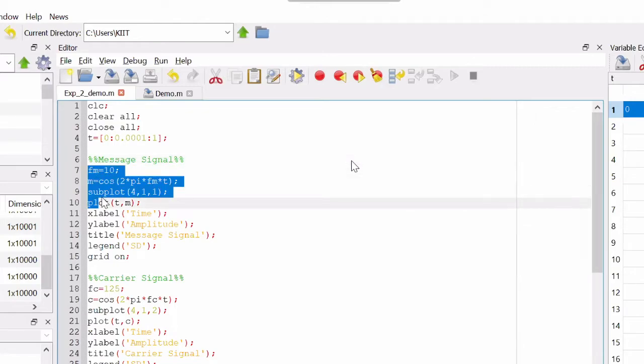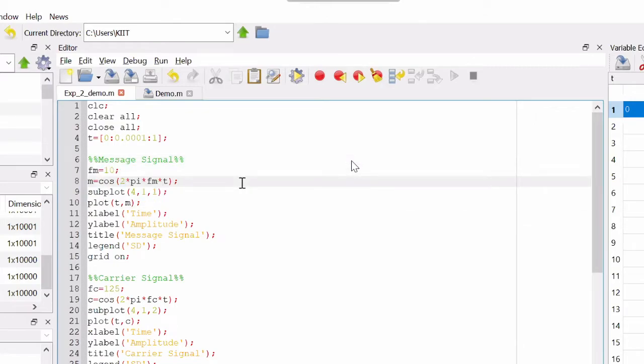FM, the first step is also very similar. I have done some tweaking, and I will try to point those out. First, let's define the message signal frequency. We have taken the message signal frequency as 10 hertz. Then comes the definition of it. Madam has discussed this part in detail again and again, so I am not going to go into much detail. The formula is cos 2 pi fm t, so that is what I have written directly.